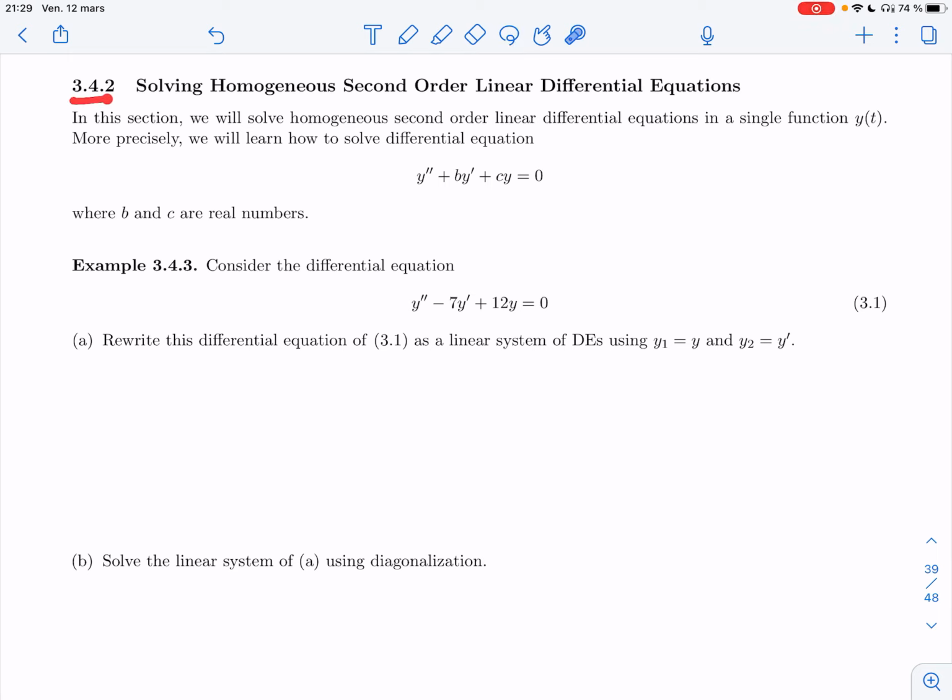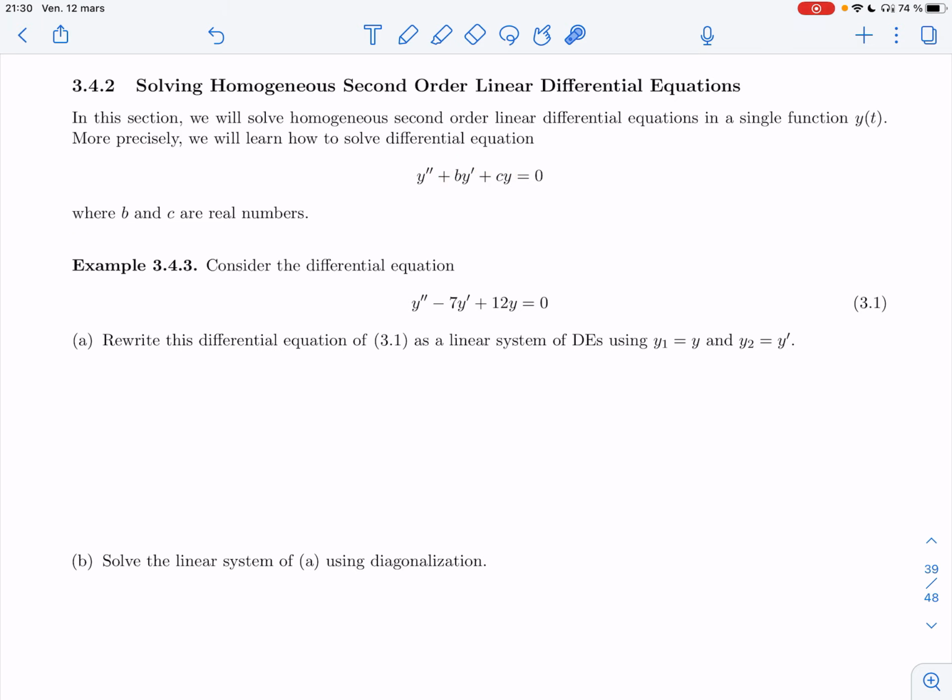All right, in section 3.4.2, I want to solve homogeneous second order linear differential equations. Quite a mouthful. So in this section, we'll be solving homogeneous second order linear differential equations in a single function y of t. More precisely, we'll learn how to solve a differential equation, which is y double prime plus by prime plus cy equals 0, where b and c are real numbers.